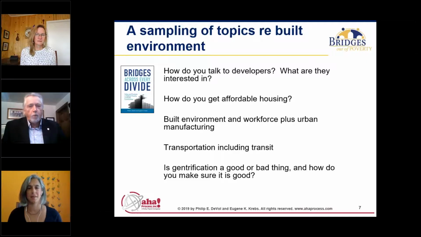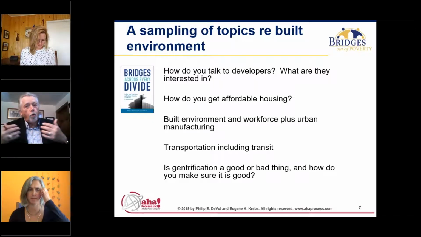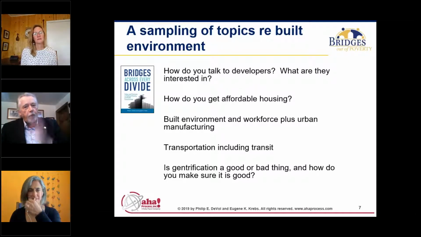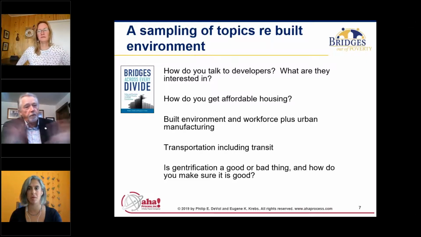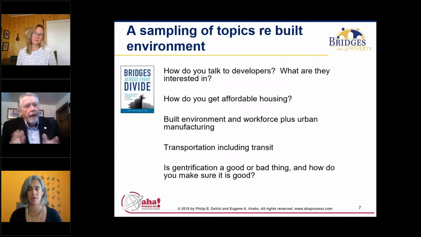Which then brings me to one of the things that is very refreshing about, especially what Ilana is talking about here: the built environment and workforce and urban manufacturing. And if there's one big strength of Bridges, it's that we tend to take a holistic look at a variety of things. So we're talking here workforce, built environment, urban manufacturing. Ilana, how would an advocate make that work for them?